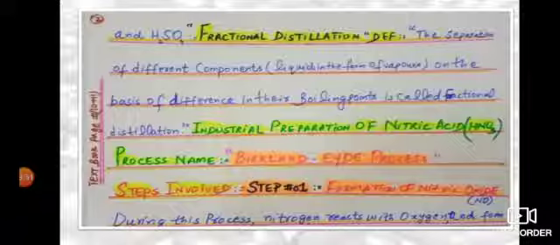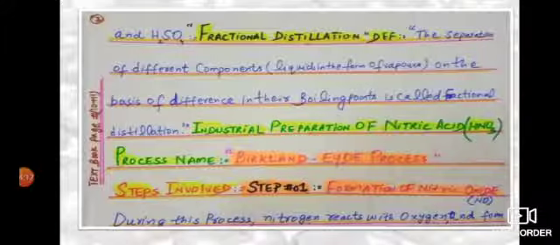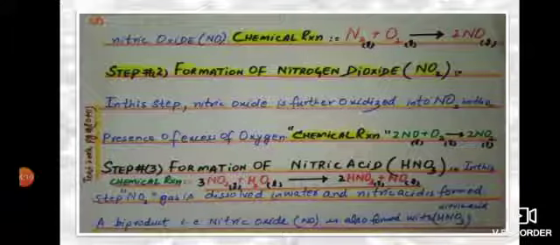The process used for the preparation of nitric acid is the Birkeland-Eyde process, and the following steps are involved. Step 1 is the formation of nitric oxide, NO. Nitrogen and oxygen are obtained from the atmosphere. They react with each other in the first step and form nitric oxide. As shown in the chemical reaction, 1 mole of nitrogen gas reacts with 1 mole of oxygen gas and results in 2 moles of nitric oxide.